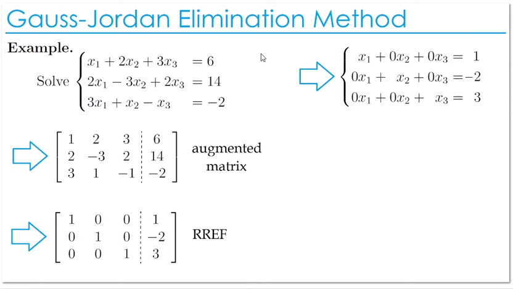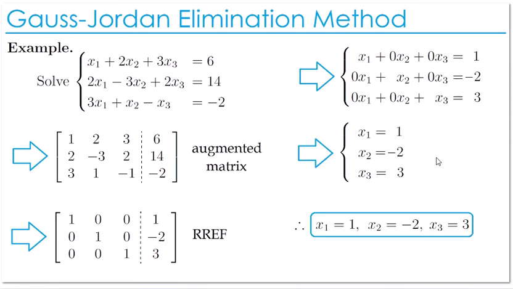Right, so 1 times x1. Then we have 0, 0. So we have here 0x2 plus 0x3. For our second equation, we have 0, 1, 0, and that reflects here in our coefficients 0, 1, 0, and the negative 2 on the right side. And lastly, 0, 0, 1, 3. So we have here 0, 0, 1, 3. And if we eliminate the zeros, we get x1 is equal to 1, x2 is negative 2, and x3 is equal to negative 3. And that is our final answer.